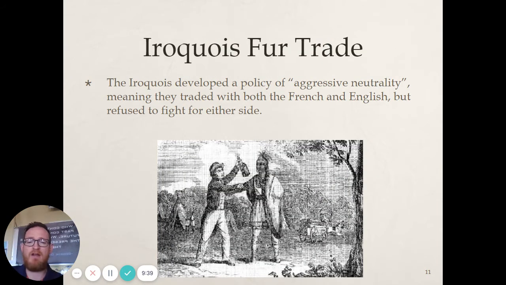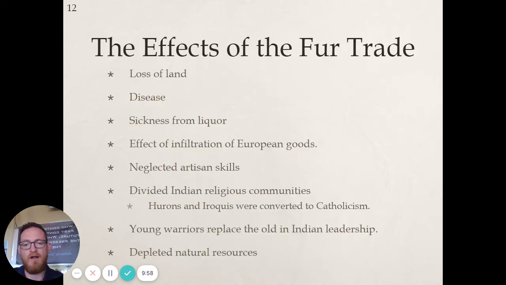During this time as well, you're going to have the Iroquois fur trade. They developed a policy of what they called aggressive neutrality, meaning they traded with both sides but refused to fight with either side. Now, again, this would change, but this did work quite well for them for a while, where they just said, hey, we're going to remain neutral and trade with both sides. We don't want to get involved in all of your conflicts.